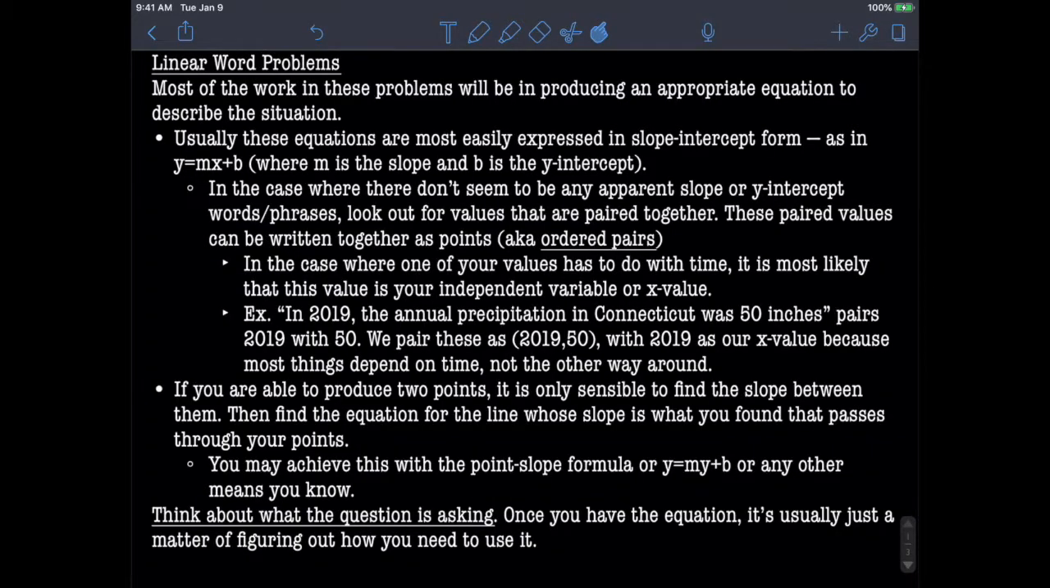Hello there! Today we're going to be talking about everybody's favourite thing in the world, word problems. Specifically, we're going to be talking about word problems that involve linear equations, that ask you to find and maybe even use linear equations, where they don't actually give you the slope in the problem.